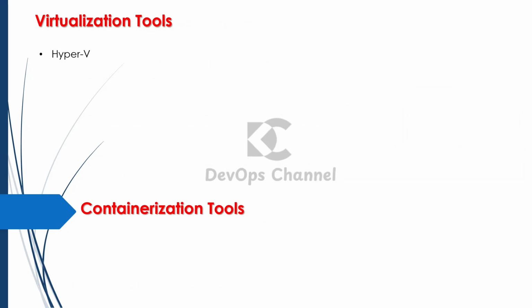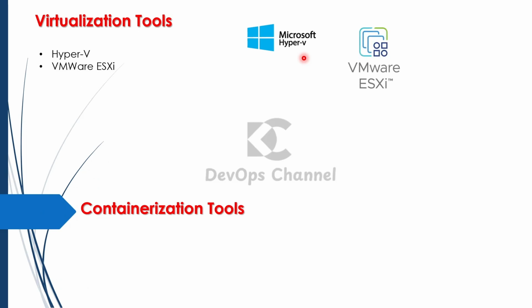Now let's talk about some tools. If you talk about virtualization tools, the most famous tool for Windows is Hyper-V. So this is the icon for Hyper-V. Next one is VMware ESXi. It is also one of the leading technologies for virtualization. Next one is VMware Fusion. It's also there, but I think it's kind of old now.